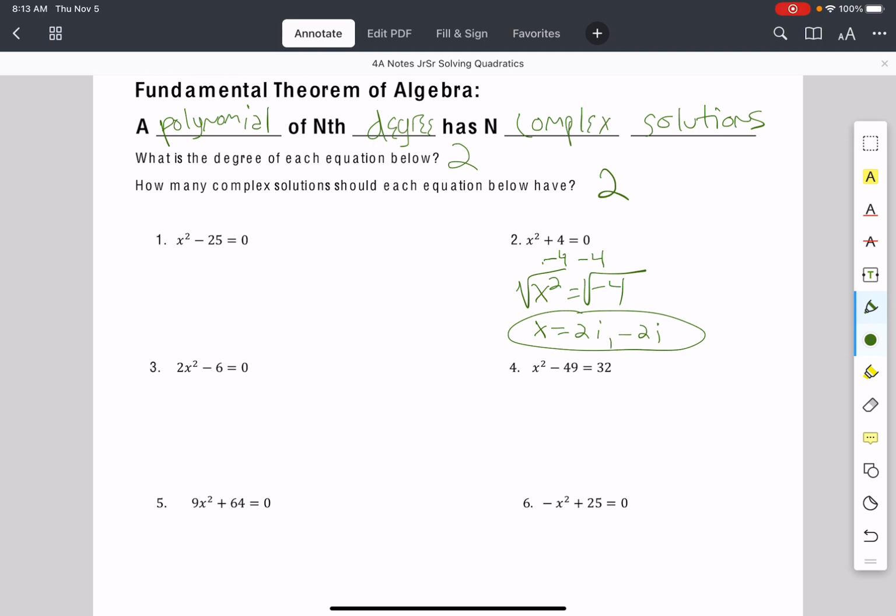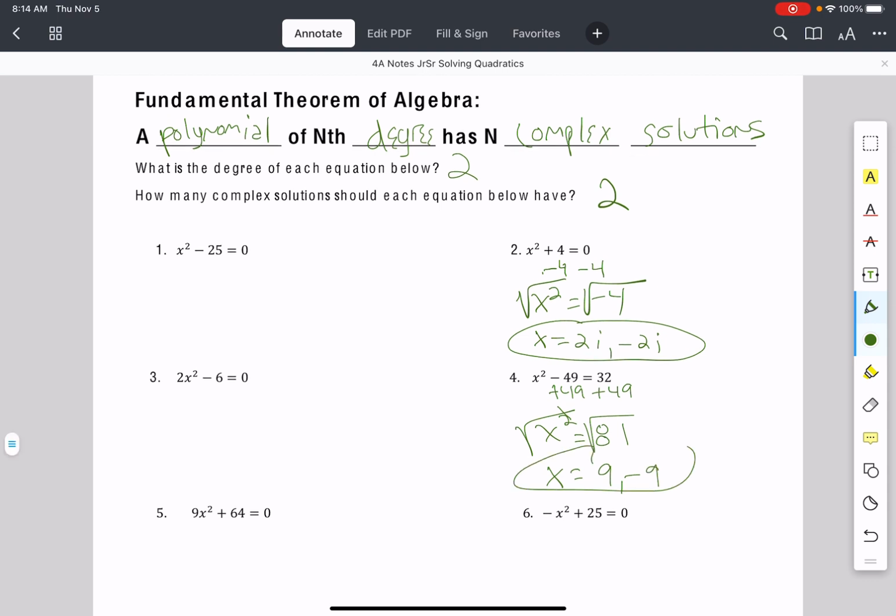Plus the 49. X squared equals 81. Good. Then square root. What's the square root of 81? It's not 9i? I don't know. Oh, Miss Summers, my bad. Duh. Okay, what's next?